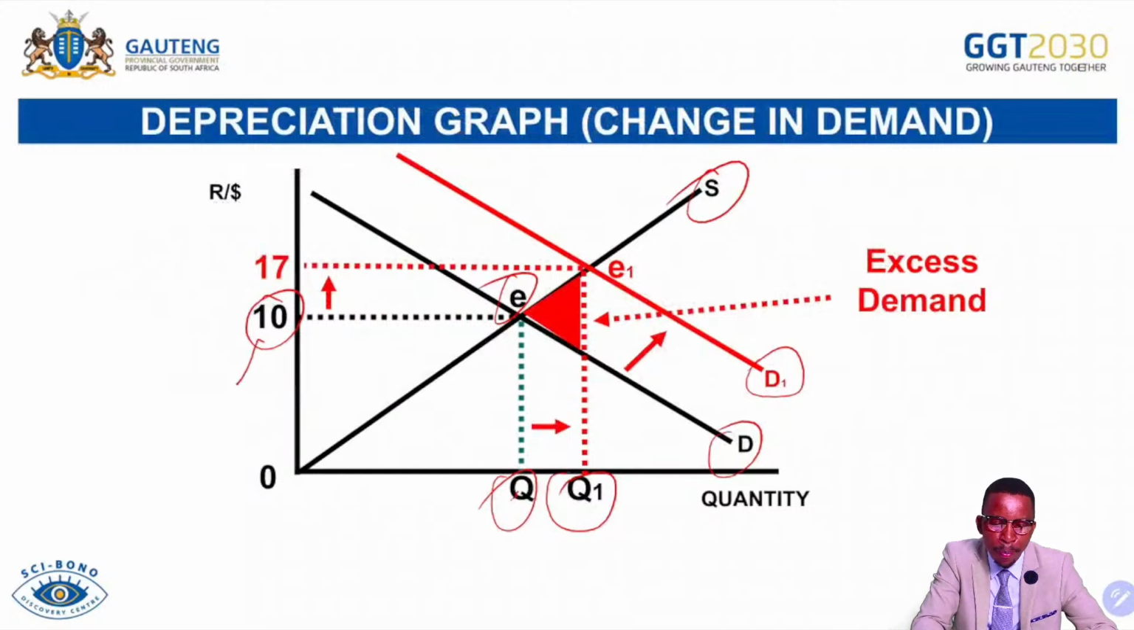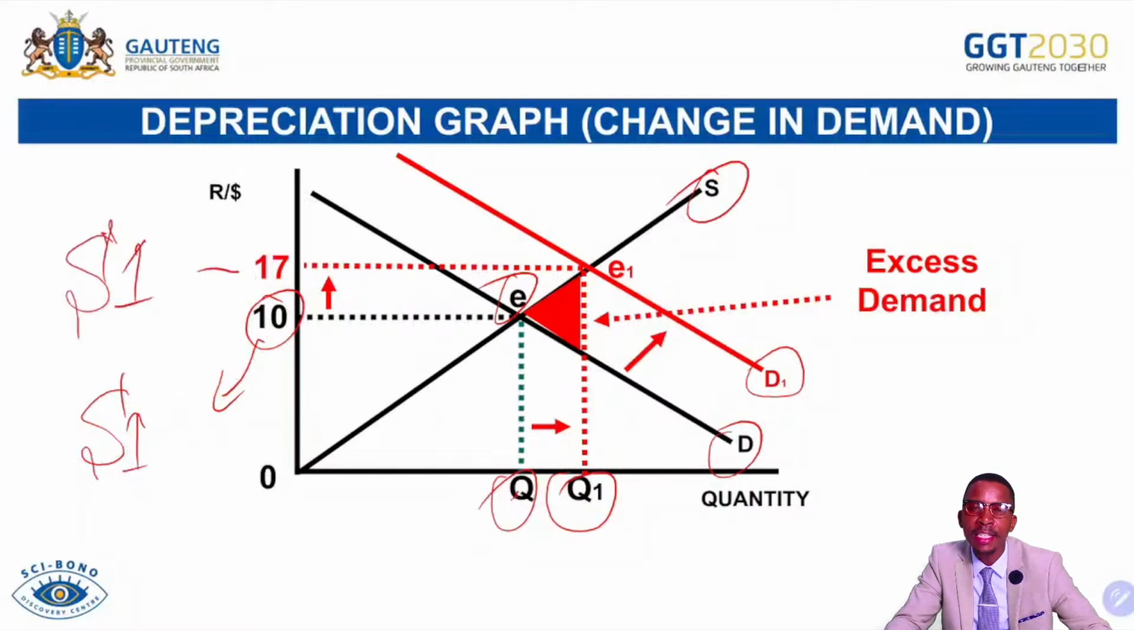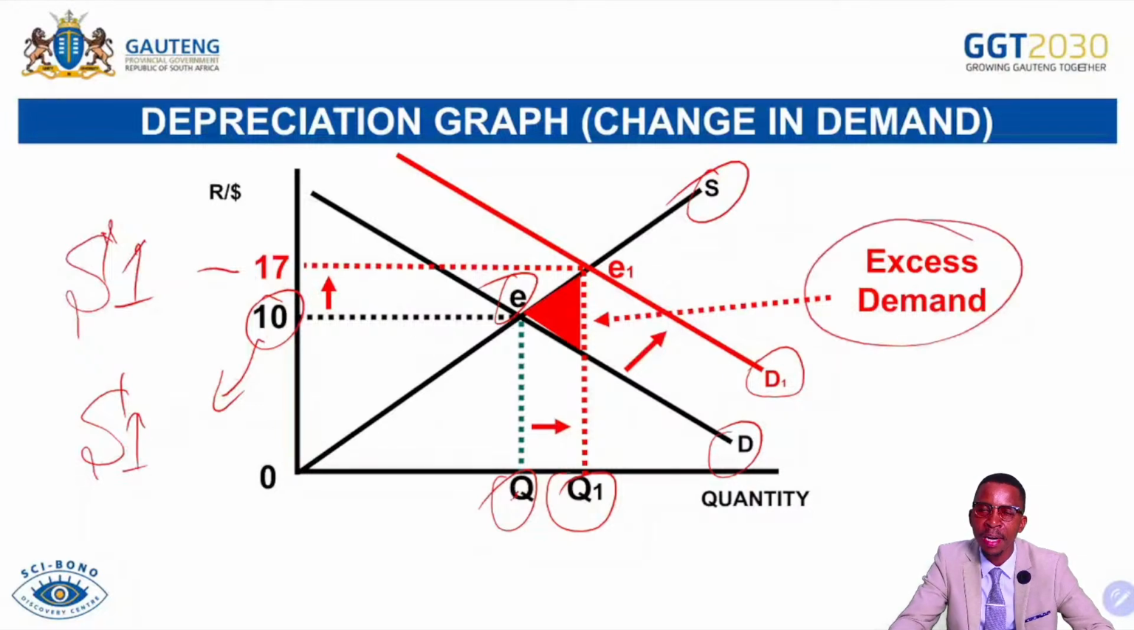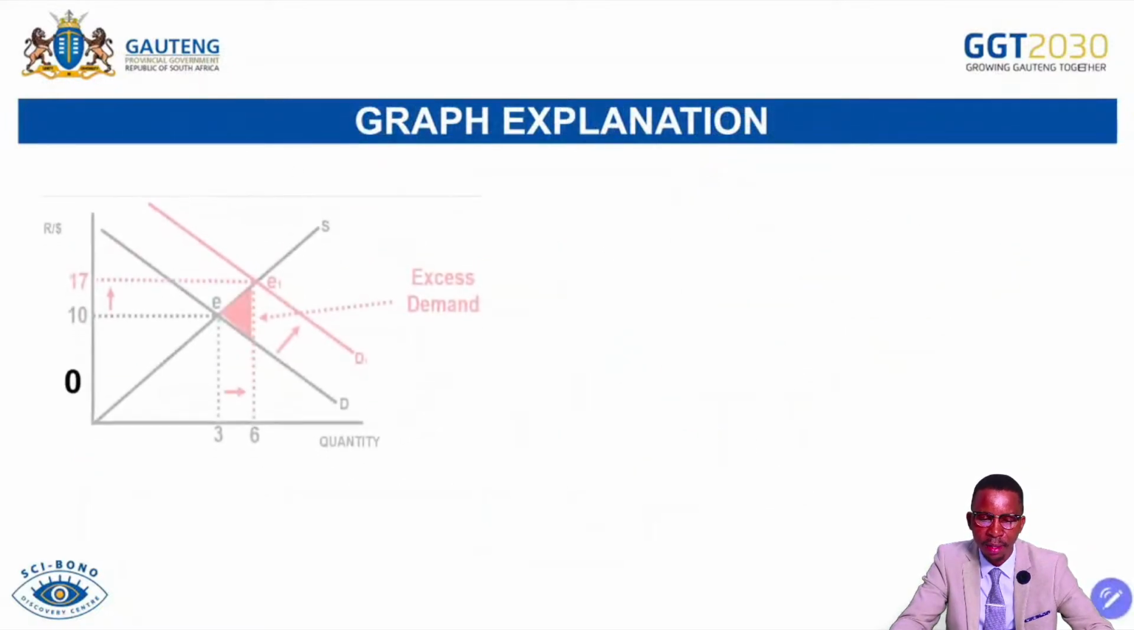You can see we're paying 10 rand to afford a single dollar. But now we are paying 17 rand to afford a single dollar. That simply means our currency has lost value because the dollar becomes more expensive as our currency depreciates. That is caused by the excess demand. Our currency is more highly demanded than supplied in the global market. This is the graph now.